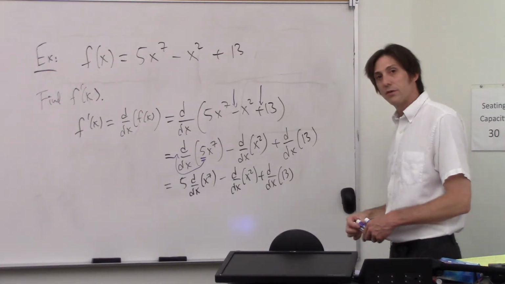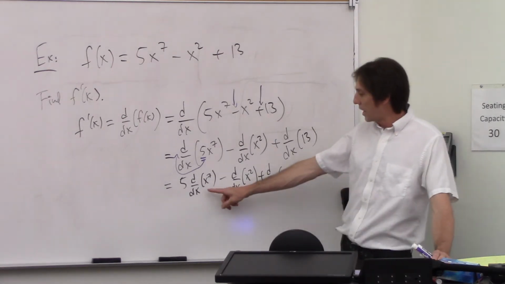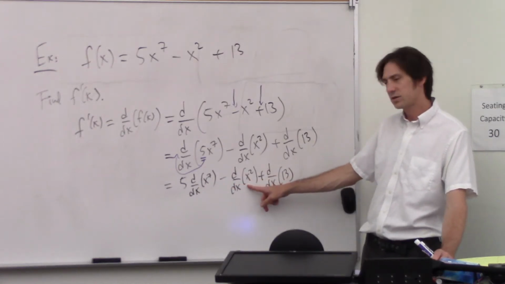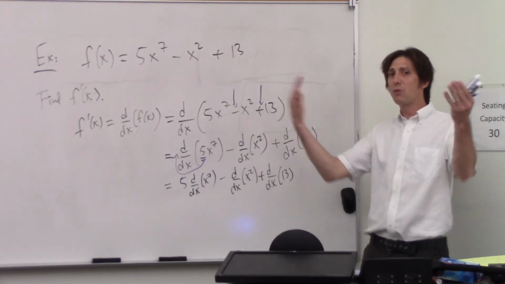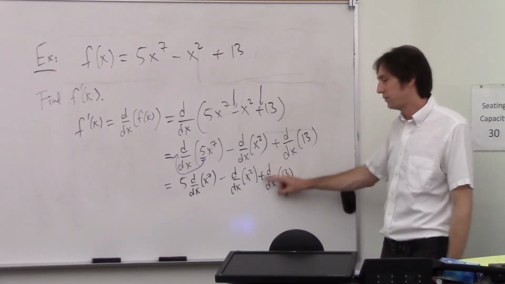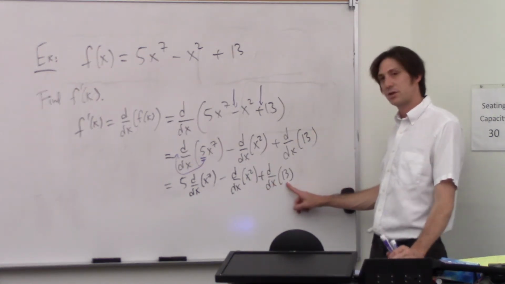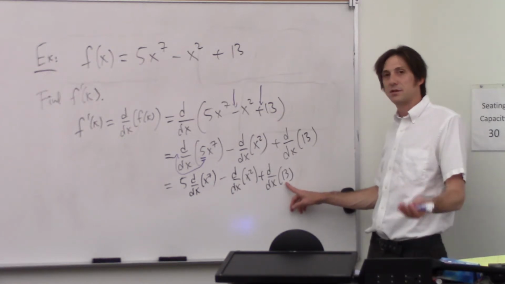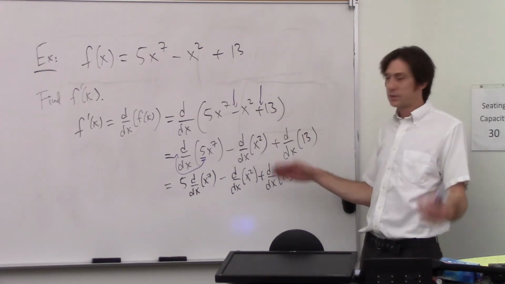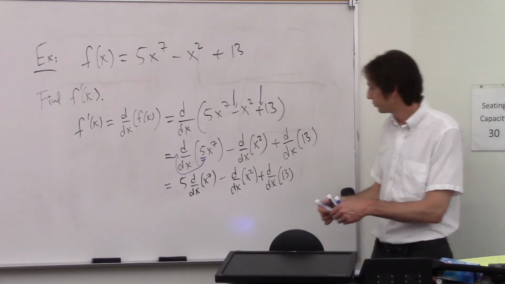If you look at this now, the derivatives that I have to compute, right, the derivative of x to the 7, the derivative of x squared, those are just both power rules, and that's a really easy rule to do. The last derivative here, the derivative of 13, is the derivative of a constant. And I know that the derivative of a constant is 0, so that one's also easy to do.